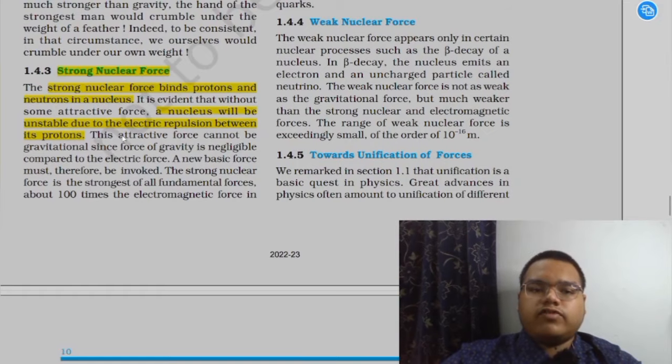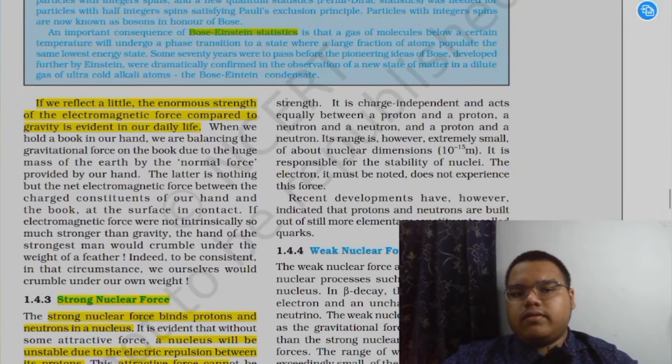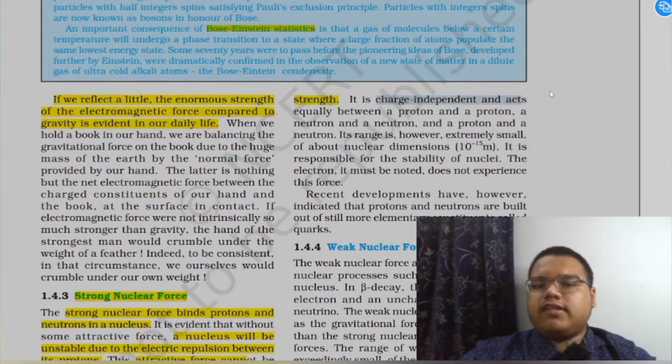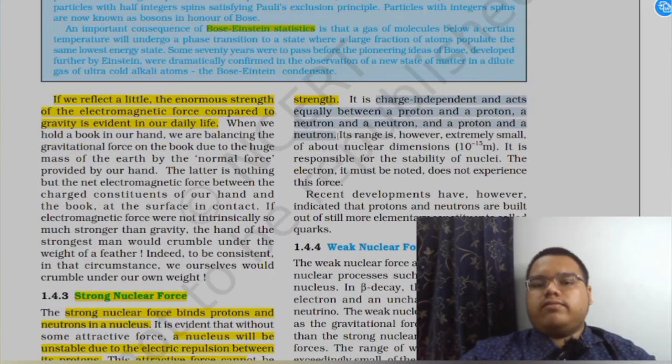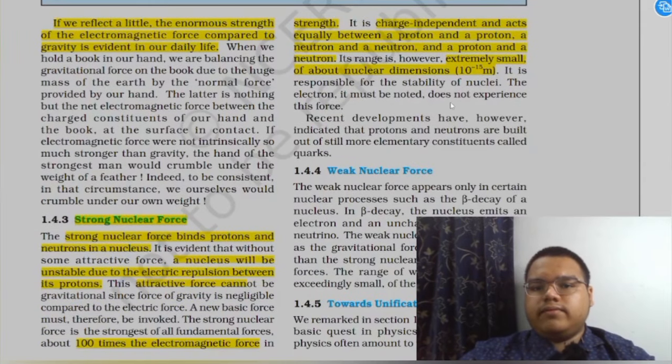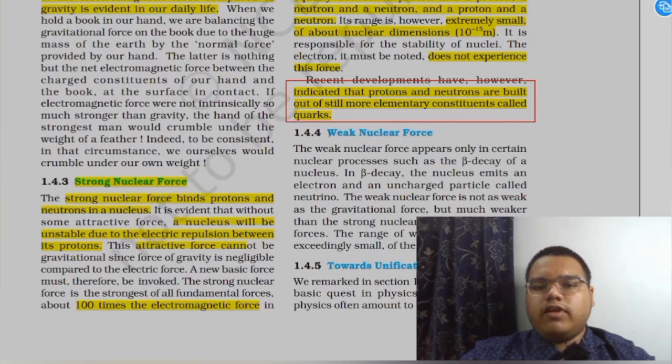It is an attractive force. It is about 100 times that of electromagnetic force in strength. It is charge independent and acts equally between a proton and a proton, a neutron and a neutron, and a proton and a neutron. The range is extremely small, about that of nuclear dimensions. It is responsible for the stability of nuclei. Electrons do not experience this strong nuclear force. Recent developments have, however, indicated that protons and neutrons are built of still more elementary constituents called quarks. Remember this one.